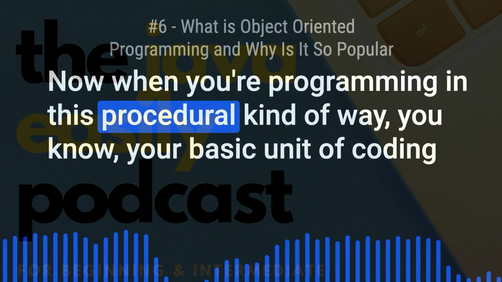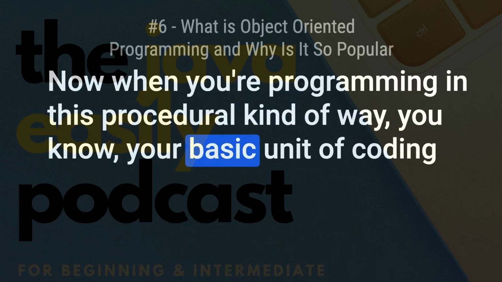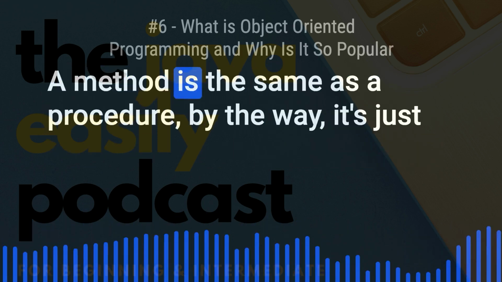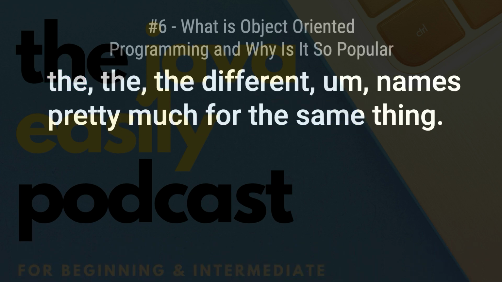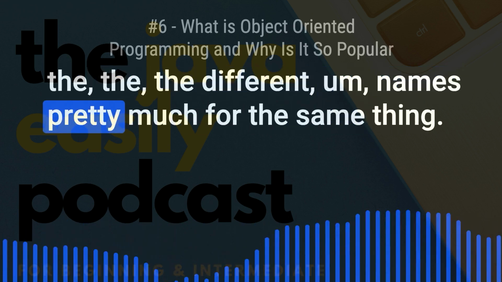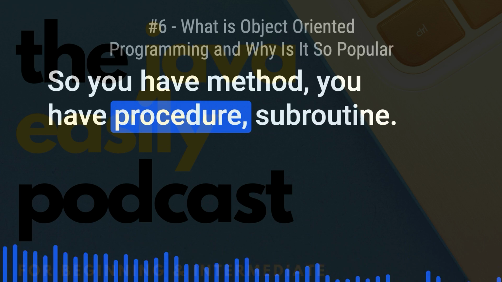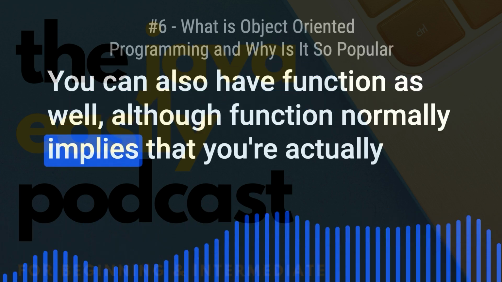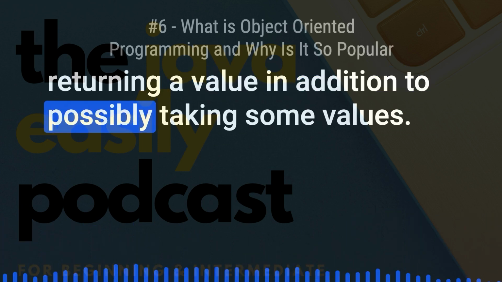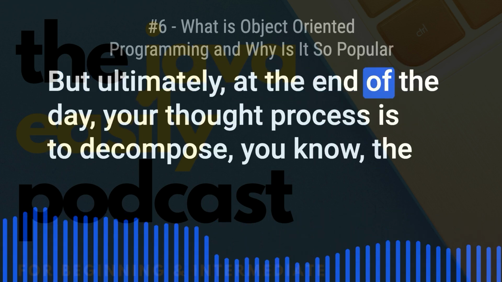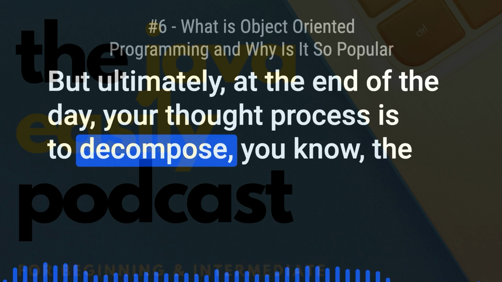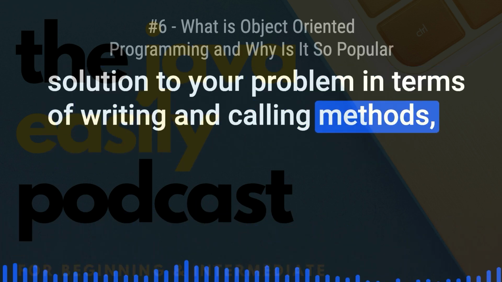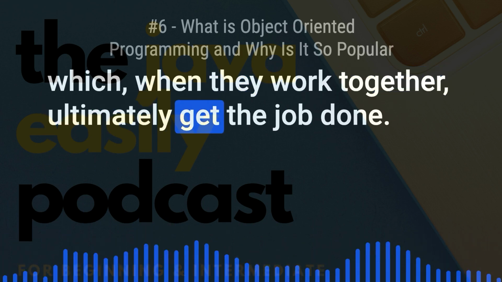Now, when you're programming in this procedural kind of way, your basic unit of coding in that respect is pretty much the method or the procedure. A method is the same as a procedure, by the way. It's just that they're different names pretty much for the same thing. So you have method, you have procedure, subroutine. You can also have function as well, although function normally implies that you're actually returning a value in addition to possibly taking some values. But ultimately, at the end of the day, your thought process is to decompose the solution to your problem in terms of writing and calling methods, which, when they work together, ultimately get the job done.